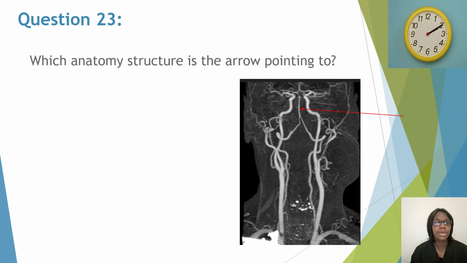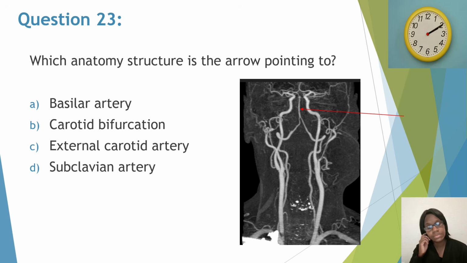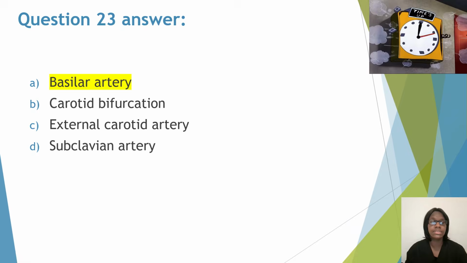Question 23. Which anatomy structure is the arrow pointing to? A, basilar artery. B, carotid bifurcation. C, external carotid artery. D, subclavian artery. All right, the correct answer is A, basilar artery. Let me know in the comment box if you all are good on your arteries in the brain and neck, because those are very important.